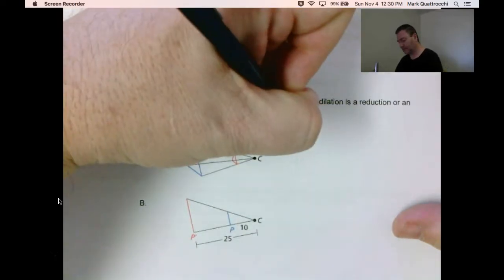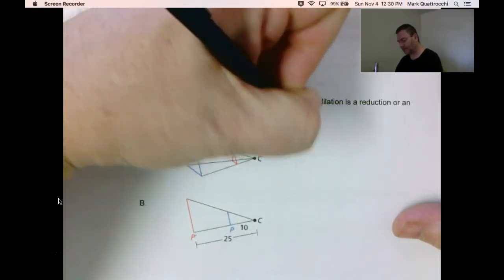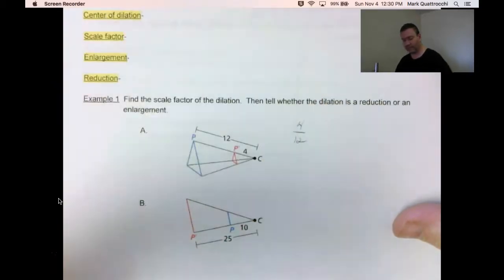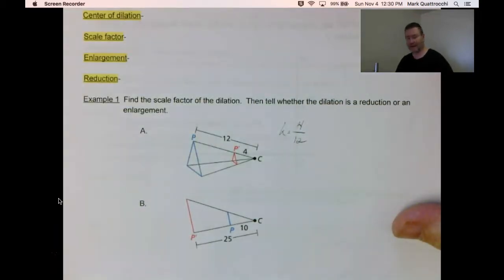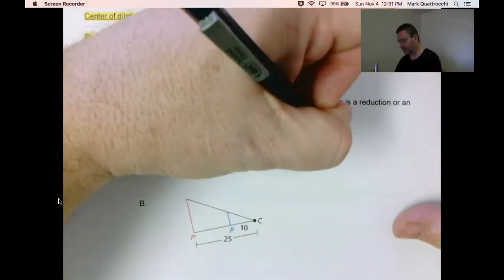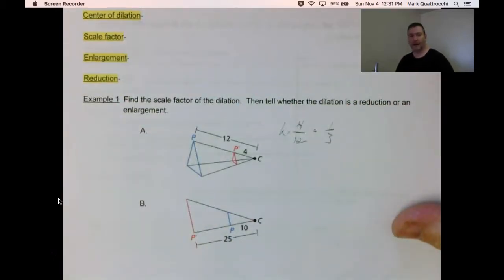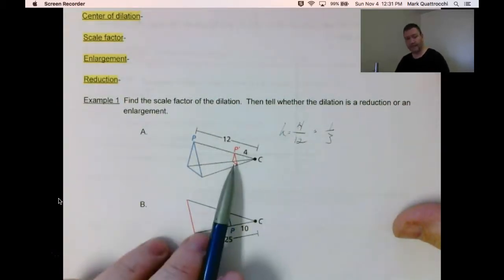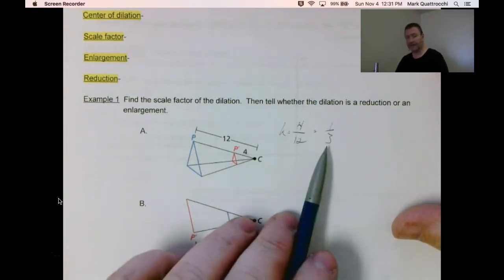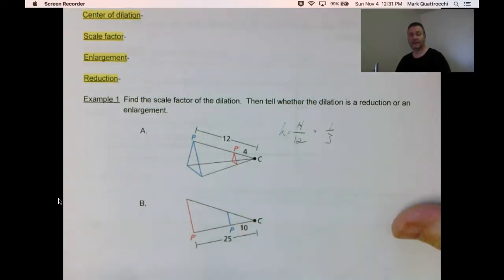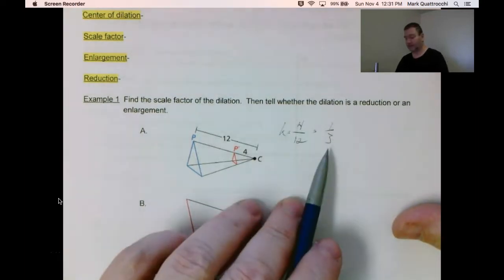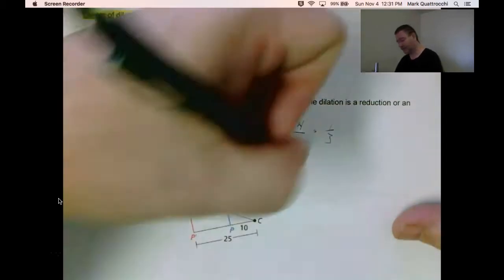So we always do image over pre-image to figure out our scale factor K, which reduces down to 1/3. You can tell that it gets smaller, and this fits with the scale factor being between 0 and 1, which you hopefully have defined over here in reduction. Reduction is a similarity transformation in which the scale factor is between 0 and 1. So this one is 1/3, this is between 0 and 1, so this is a reduction.